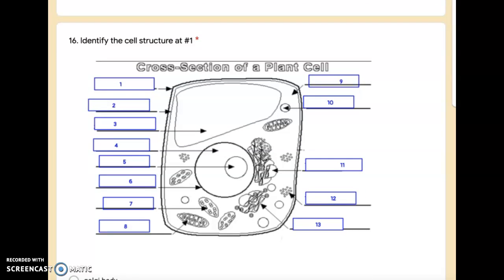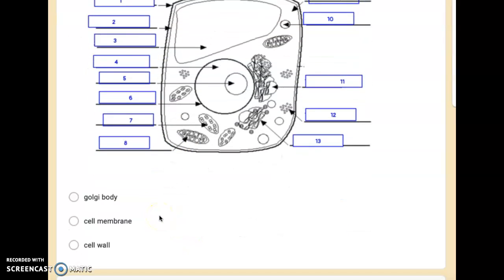Number 16. Identify the cell structure at number 1. So number 1's up here, and it's pointing to this outer layer of the cell. This outside layer. Is that the Golgi body, the cell membrane, or the cell wall? Remember, this picture is of a plant cell, so the outer layer of a plant cell.